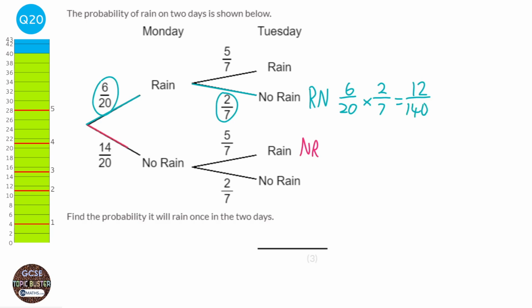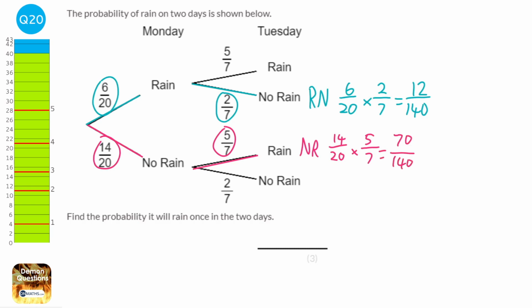And to work out the probability it will not rain on Monday and rain on the Tuesday, we're just going to multiply the 14 over 20 by the 5 over 7, and so that would be 14 over 20 times 5 over 7, and that will give us 70 over 140.